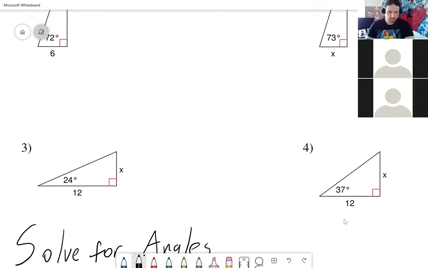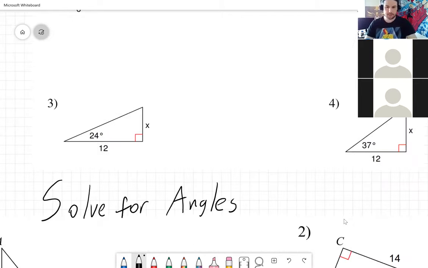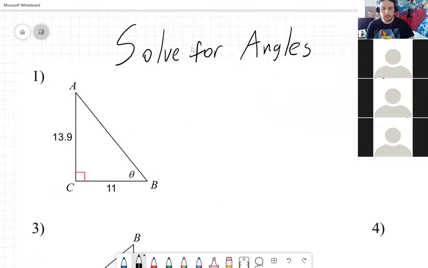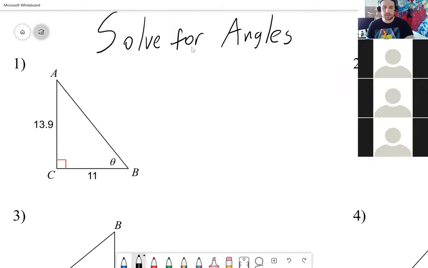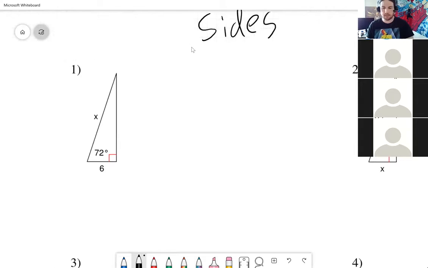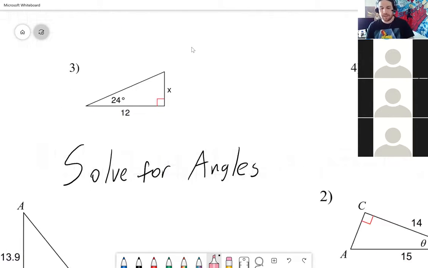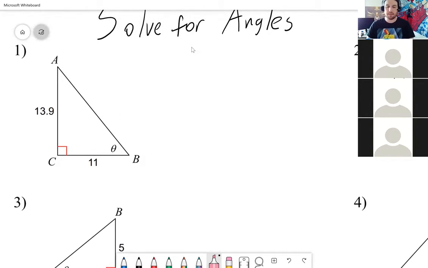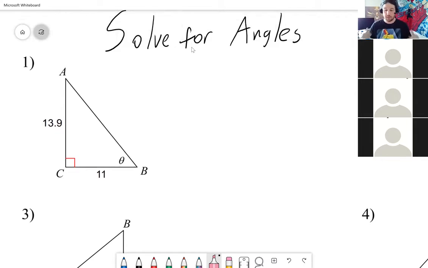So let's look at solving for angles. In the problems we've done so far, we're always looking for a side, and we're going to use SOHCAHTOA to find it. Finding an angle is basically the exact same thing. The only new thing I'm going to have to teach you is a new button on your calculator. That's basically it, okay?